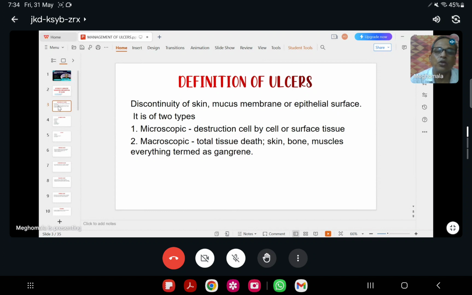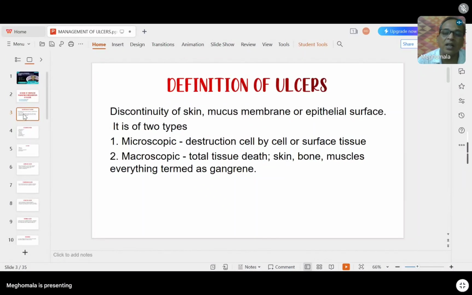In case of microscopic, there is a destruction of cell by cell or surface tissue. Usually we see it. But in macroscopic, there is total tissue death. In case of gangrene, where skin, bone, muscles, tendons, mucous membrane, everything gets destroyed, it is termed gangrene. It is known as macroscopic because with the naked eye we can see that the cells, bones, everything is dead.